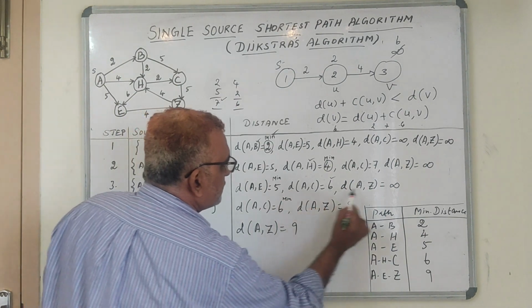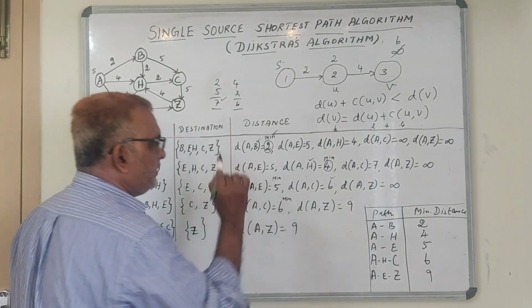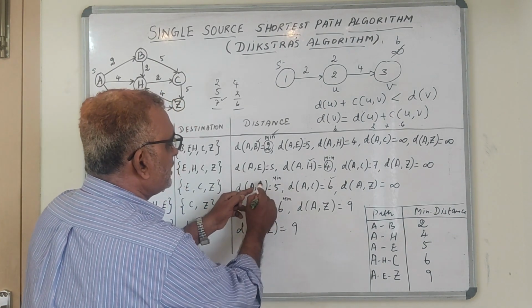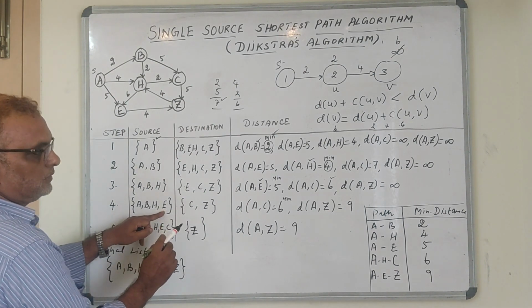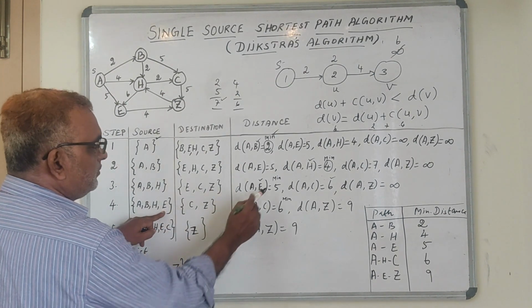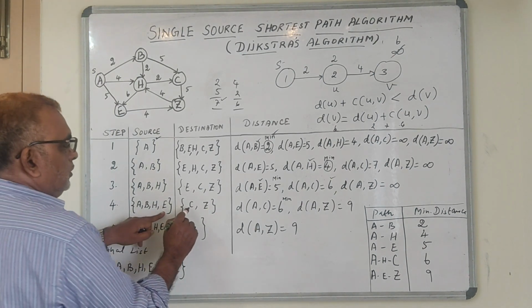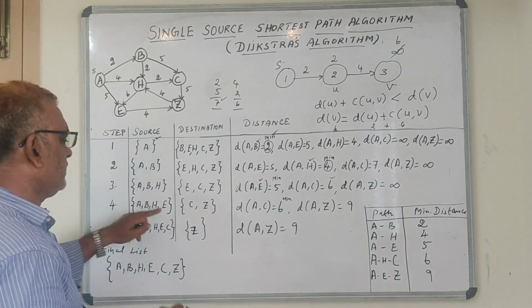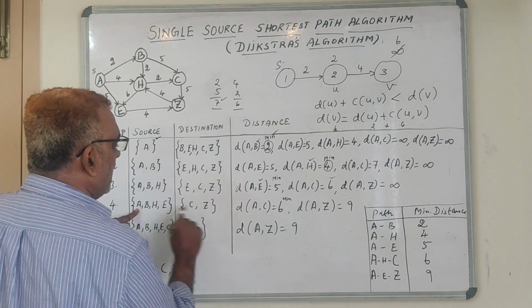So compare all these values and take the minimum one. Which is the minimum? 5 is the minimum, and its corresponding node is E. So include that node in the source list. Now we have the remaining destination nodes, C and Z. Now find the distance from A to C and A to Z.